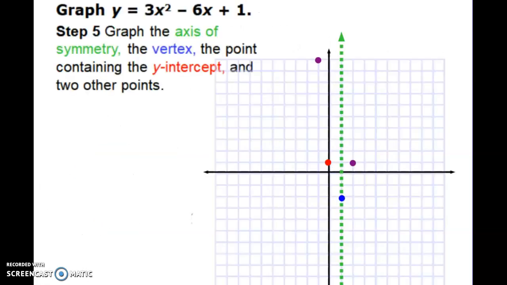Step number 5. Now I'm going to put everything together. My axis of symmetry is the green line. The vertex is the blue point. The y-intercept is the red point. And the other 2 points that I have are the 2 purple points.